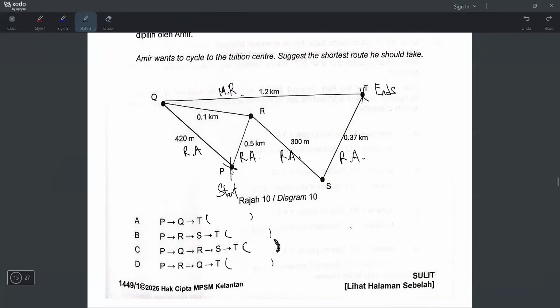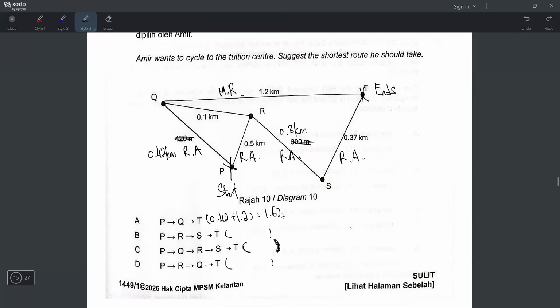P to Q to T. So it's basically 420. Alamak, the unit. Some are km, some are m. So we have to change everything to the same unit. Let's change everything to km. So 420 divided by 1000, 0.42 km. This one also divided by 1000, 0.3 km. Now everything is in km. Now we can plus. P to Q to T: 0.42 plus 1.2. What do you get? 1.62, and it's in km.